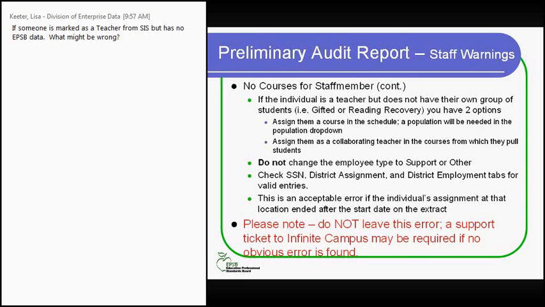You can also, if they are just serving as a collaborating teacher, assign them as an additional teacher, either under the teacher or staff drop down on the staff history tab, and just link them to the courses from which they pull their students. Again, do not change the employee type to support or other.